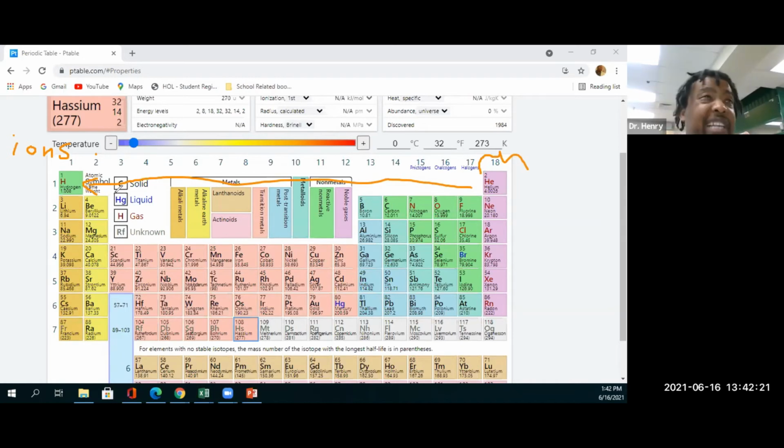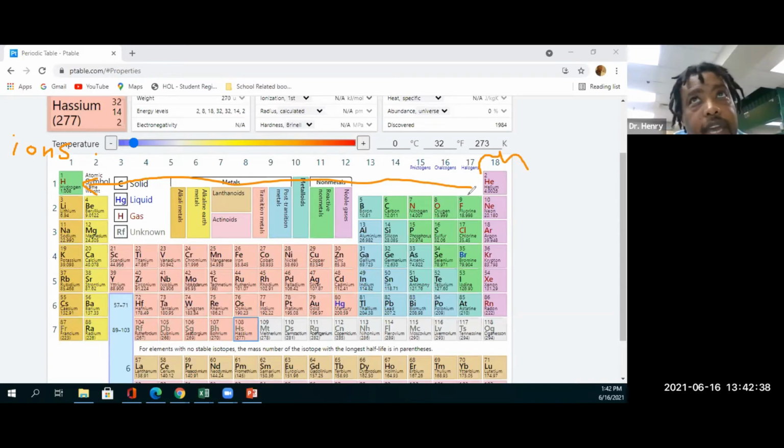So they want to be like the Joneses. They want to be like the noble gases. So all of the other elements want to find a way to be like the noble gas, meaning that they all want to have the same number of electrons as a noble gas, okay?